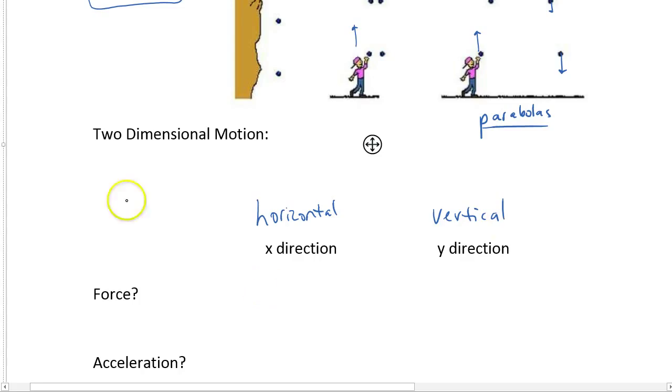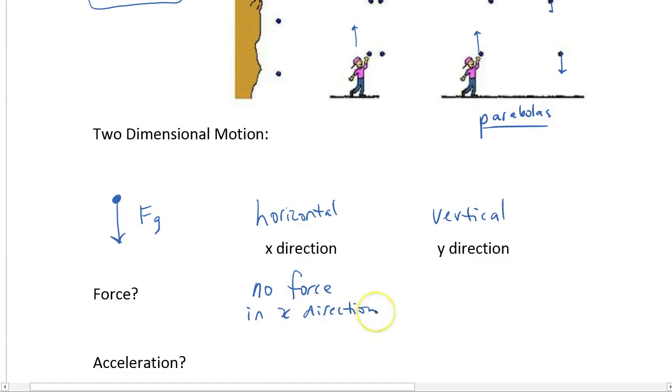First of all, the free body diagram for all these looks like that, the force of gravity. So is there a force in the x direction? No, there's nothing. No force in the x direction. And in the y direction there is an F_g downward all the time. So this is in every example of a projectile.